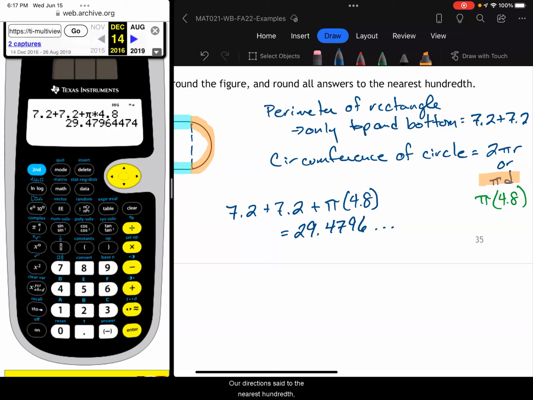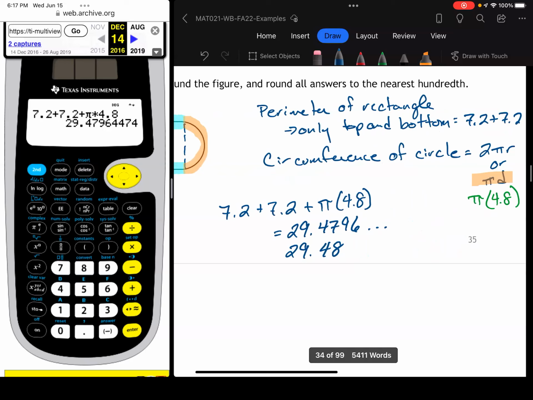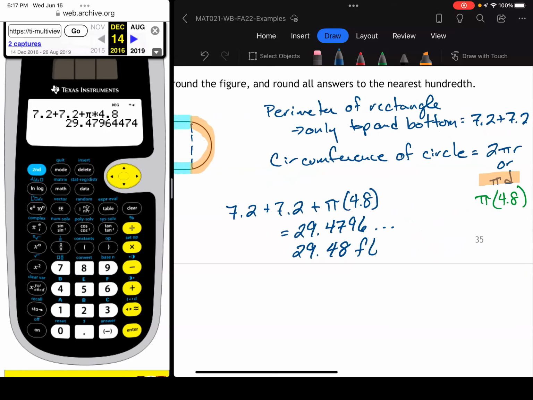Our direction said to the nearest hundredth, so remember that's 2 decimal places. So 29.48, and the unit on this is feet. So that would be the perimeter, the circumference, of our shape there.